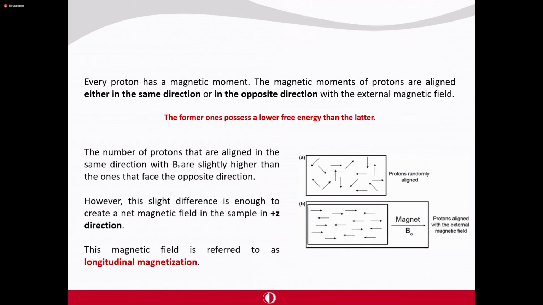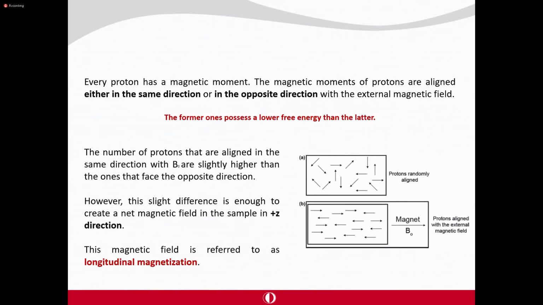The number of protons that are aligned in the same direction as the external magnetic field is slightly higher than the number that face the opposite direction. This slight difference is enough to create a net magnetization, a net magnetic field in the sample in the Z direction. And this magnetic field is usually referred to as longitudinal magnetization.